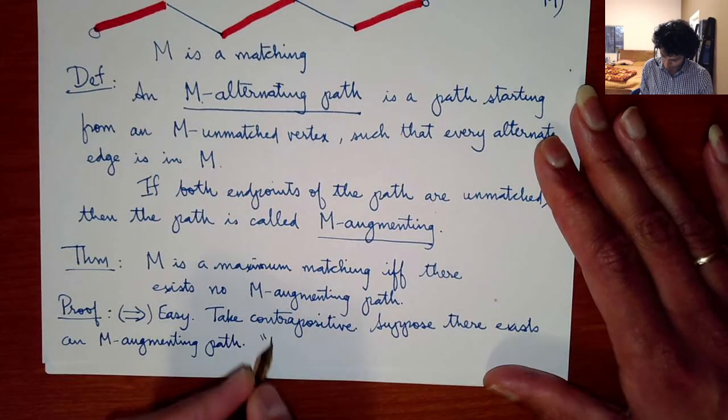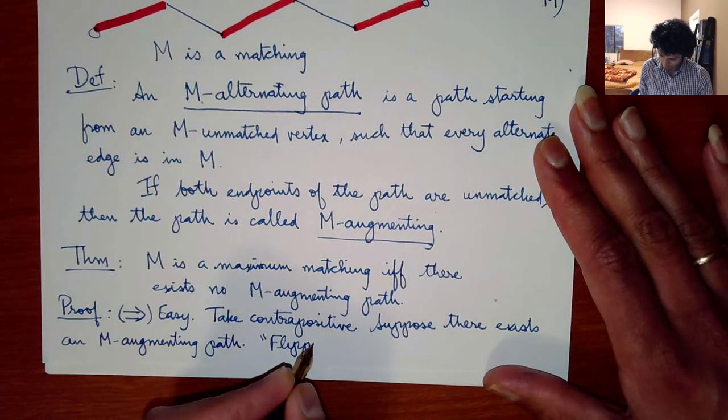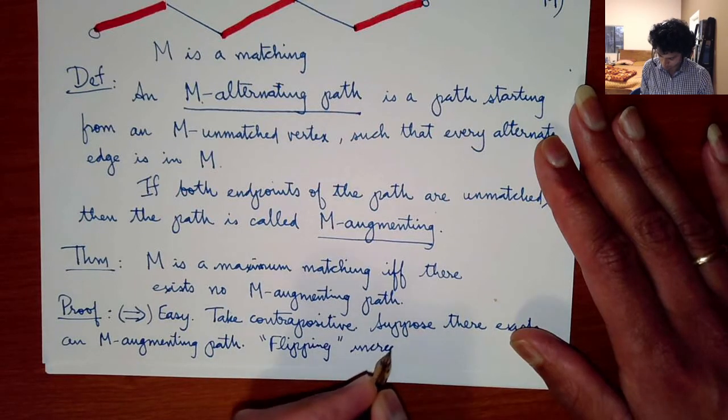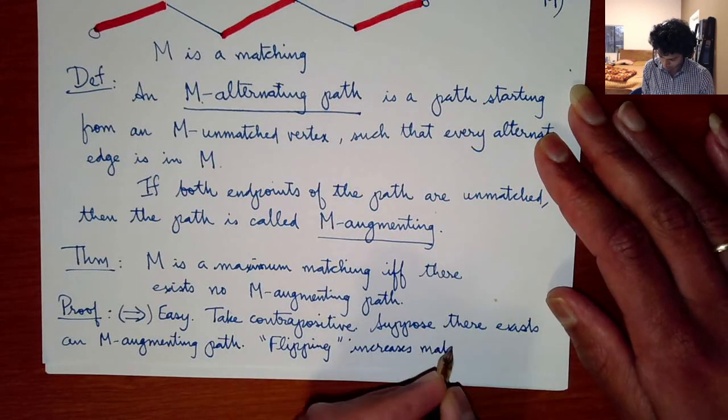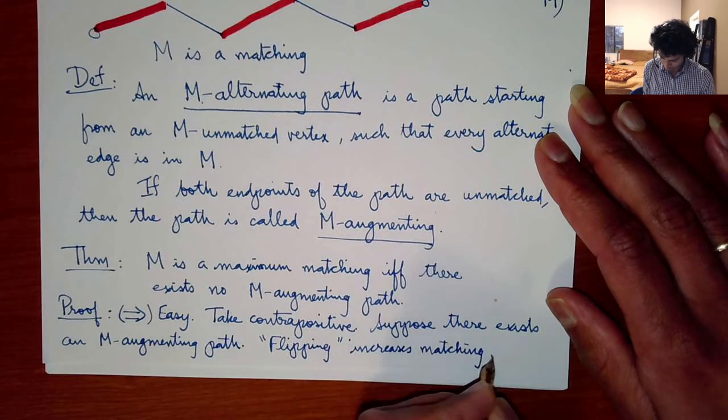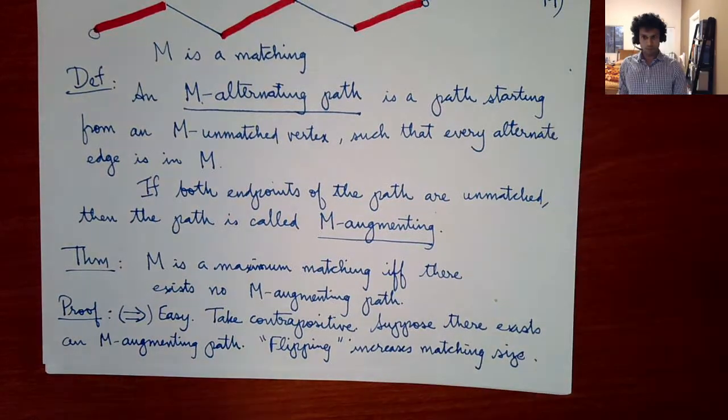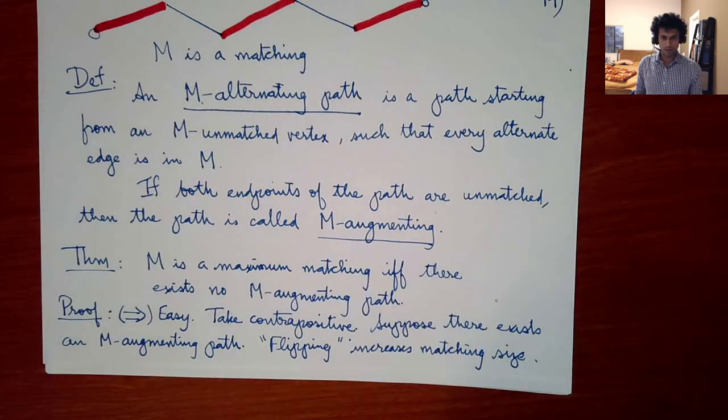Flipping increases the matching size. Right? So this is the easy part. This is exactly the argument that was made. If you had an M augmenting path, you can flip it and you would increase the matching size. Hence, if M is a maximum matching, there can exist no M augmenting path. Okay, any questions about that?